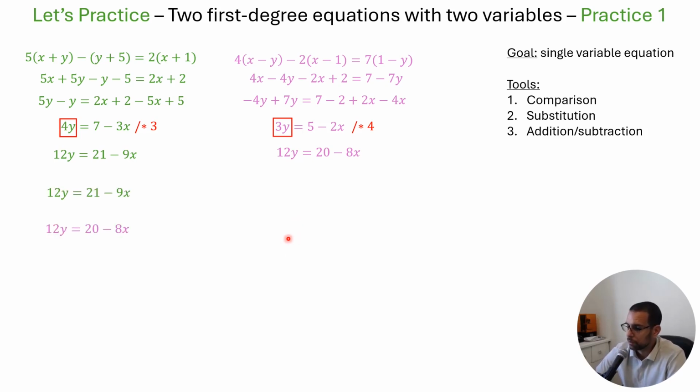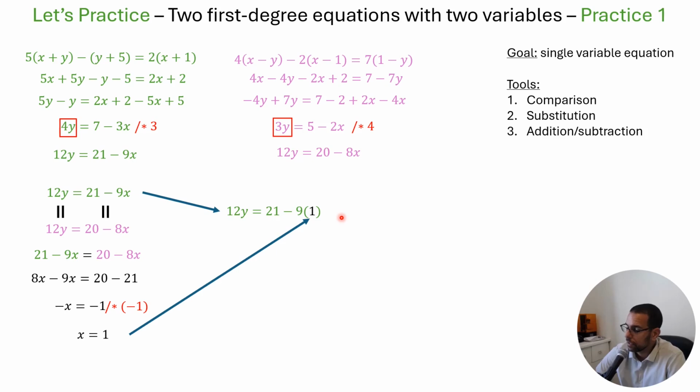Now I can put them on top of each other. And then I can say that this side is equal to this side. And this side is equal to this side. And I get a single variable equation like I had before. I can do some rearrangement and find that x is equal to 1. Let's plug this x equal to 1 back into the equation. And we're going to find the y. And y is equal to 1 too. And we find our solution.